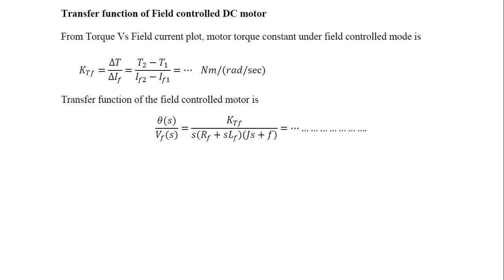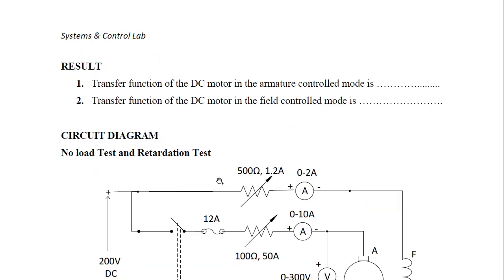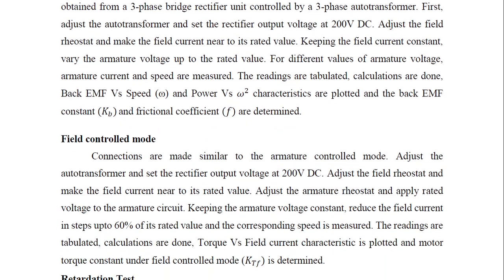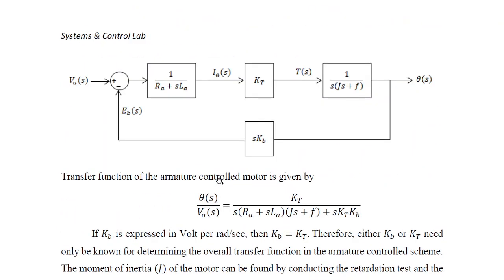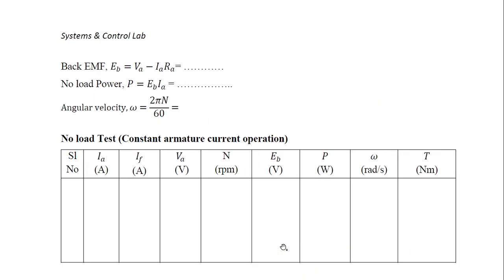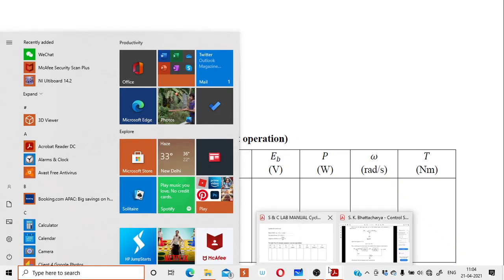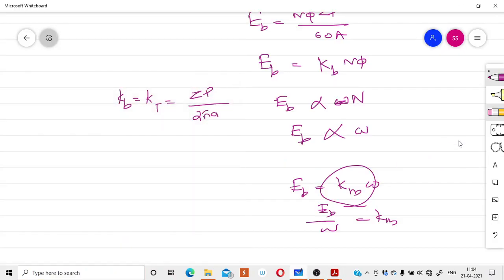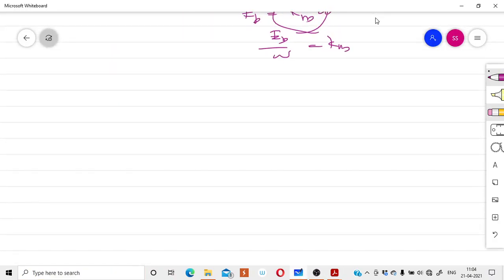So we got the value of RF and LF. Then another parameter you have to find out is KTF, which is different from KT in the armature control mode. So KTF is again a constant, which is given if you derive the equation of torque.